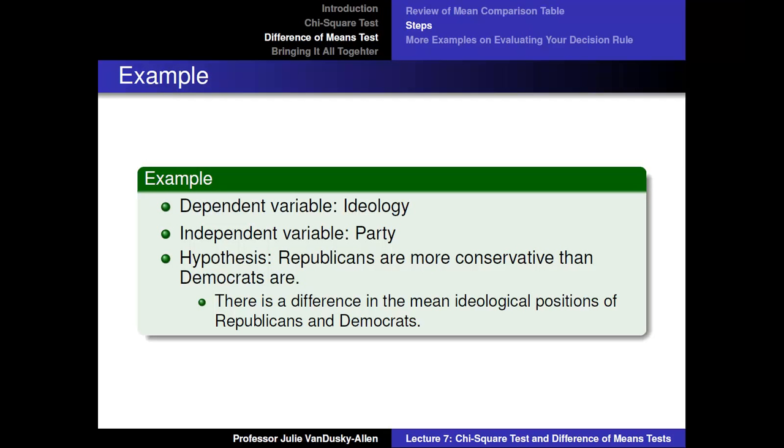Imagine you wanted to conduct a study on variations in ideology. In this study, ideology will be your dependent variable. Imagine you believe that party identification influences ideology. Party would be your independent variable. You believe that Republicans are more conservative than Democrats are. Party, Republican versus Democrats, influences ideology. Another way to state this hypothesis is that there's a difference in the mean ideological positions of Republicans and Democrats.